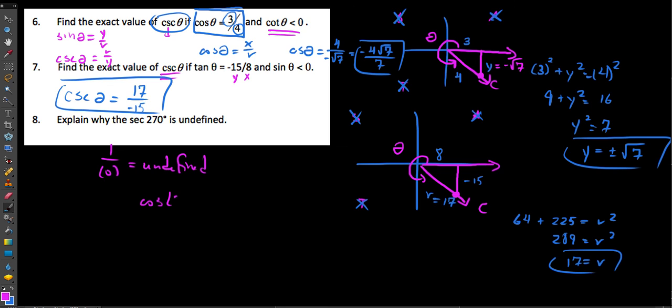So if cosine of 270 equals 0, then its reciprocal is undefined. Cheers.